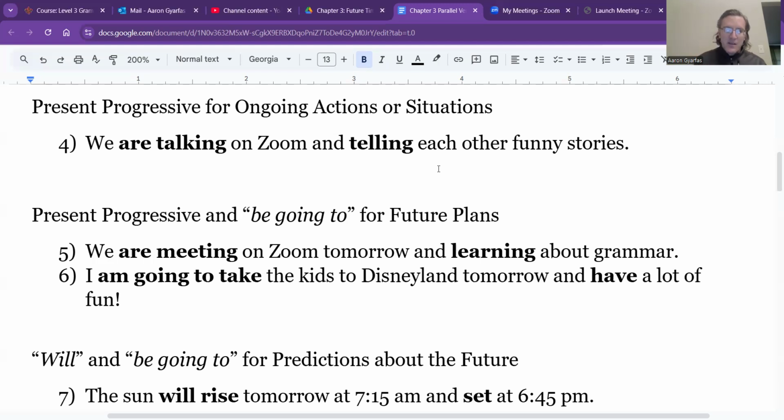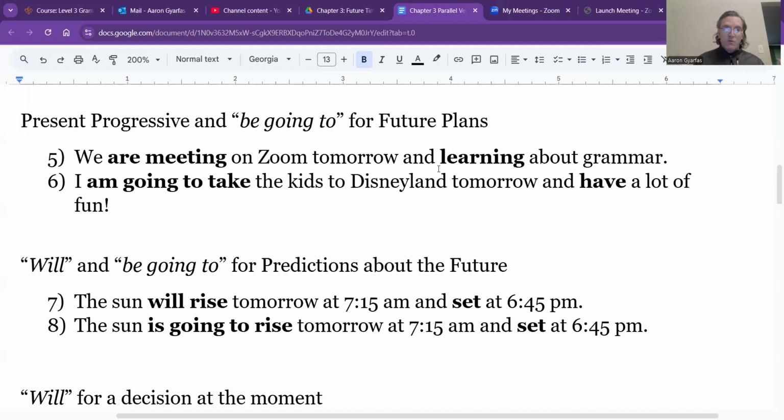For number six, I am going to take the kids to Disneyland tomorrow and have a lot of fun. I only need that be going to one time, and that's followed by the base form of the verb. I am going to take and have, right? So number five, because it's present progressive, I need two ing verbs, meeting, learning. In number six, it's I am going to, so you have two base verbs, take and have.